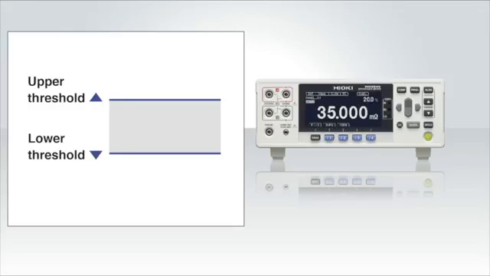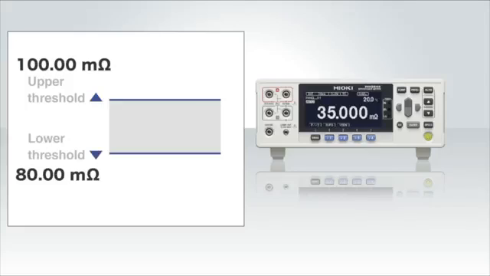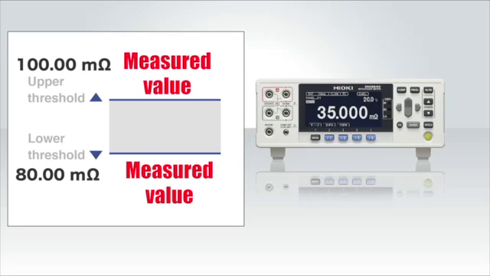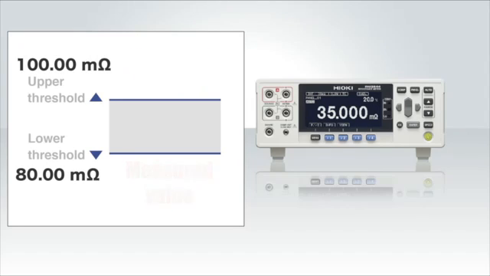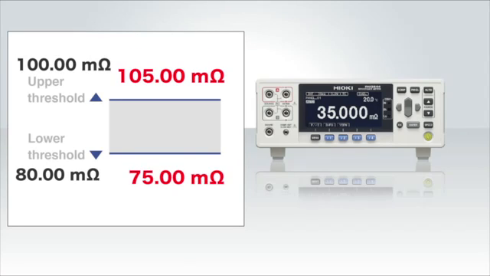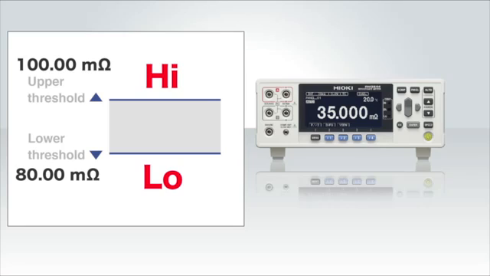The comparator function on the RM3544 lets you set upper and lower resistance thresholds and automatically compares the measured resistance with those thresholds. If the measured value is within the thresholds, the decision will be in. If the measured value exceeds the thresholds, the decision will be either high or low.